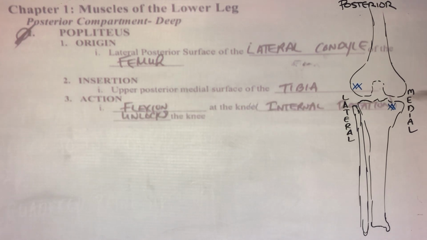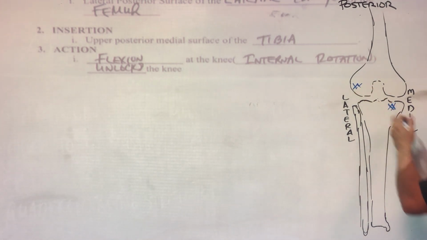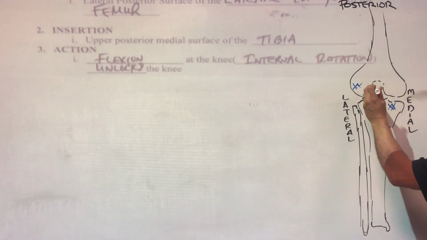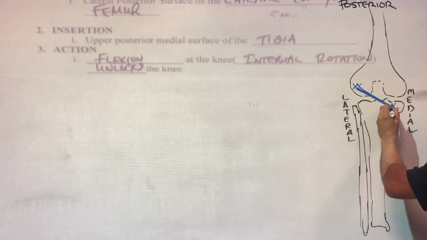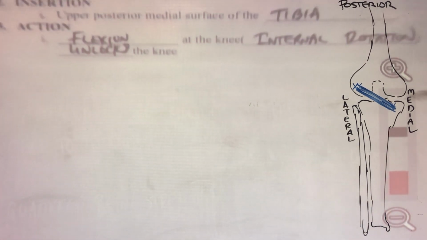So if we connect the origin to the insertion, which we'll do now, this is how the muscle would look on its presentation on the back of the knee. Now its action is flexion at the knee and internal rotation, and in parentheses you would put where it unlocks the knee.